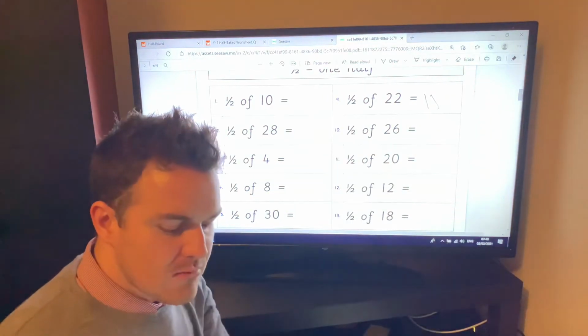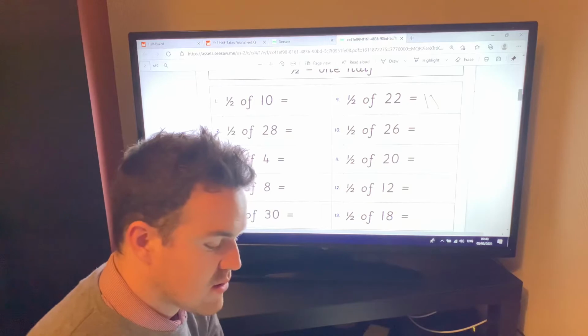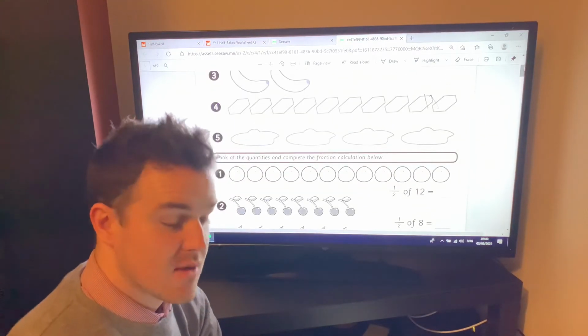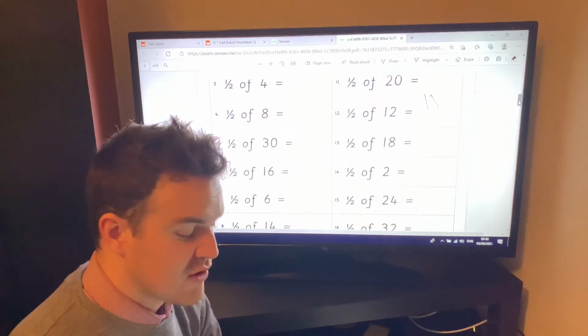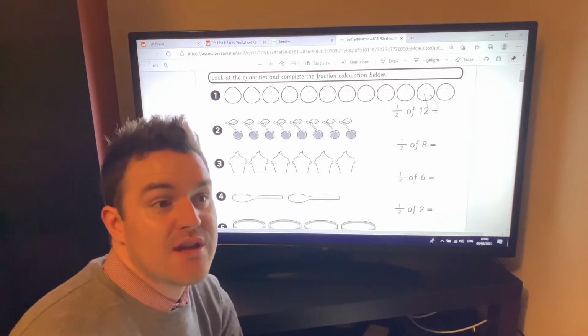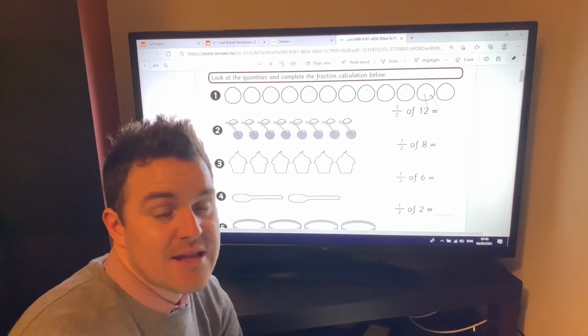So, best of luck with that, guys. Do this one first, then move on to this one, okay? Don't worry if you still need the pictures to help you. That's fine. It's absolutely fine. You're only in year 1, okay?